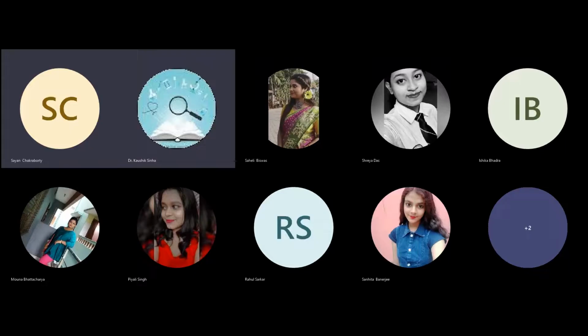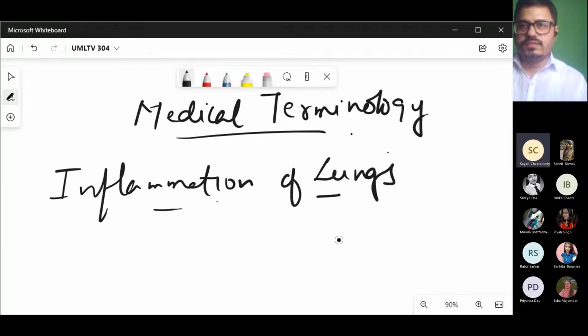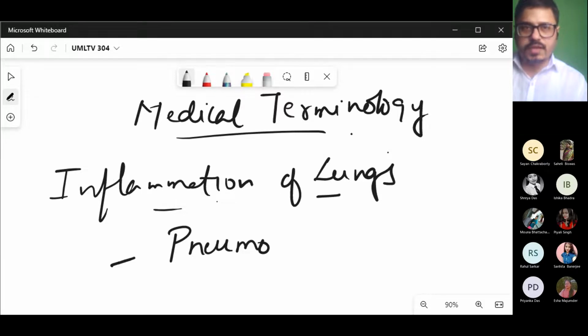Suffix part is itis. I think the prefix is pneumo, for lungs. Pneumo, okay. What you have said is correct: pneumo would be the prefix part. And for the suffix part, it will be itis.